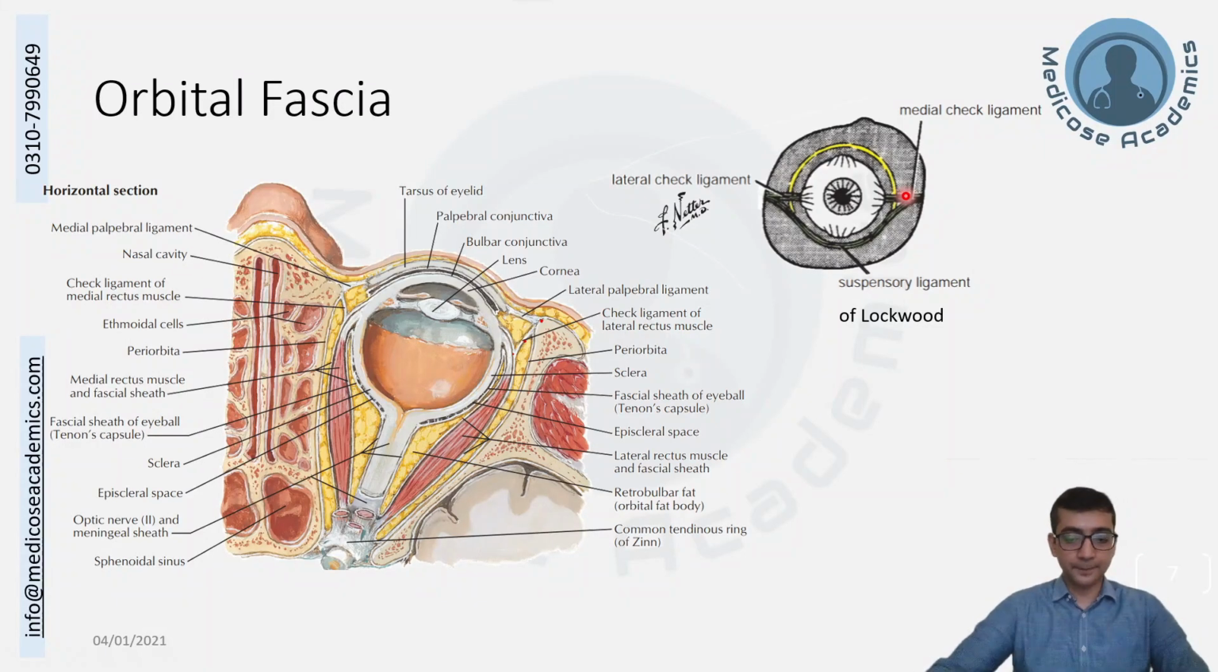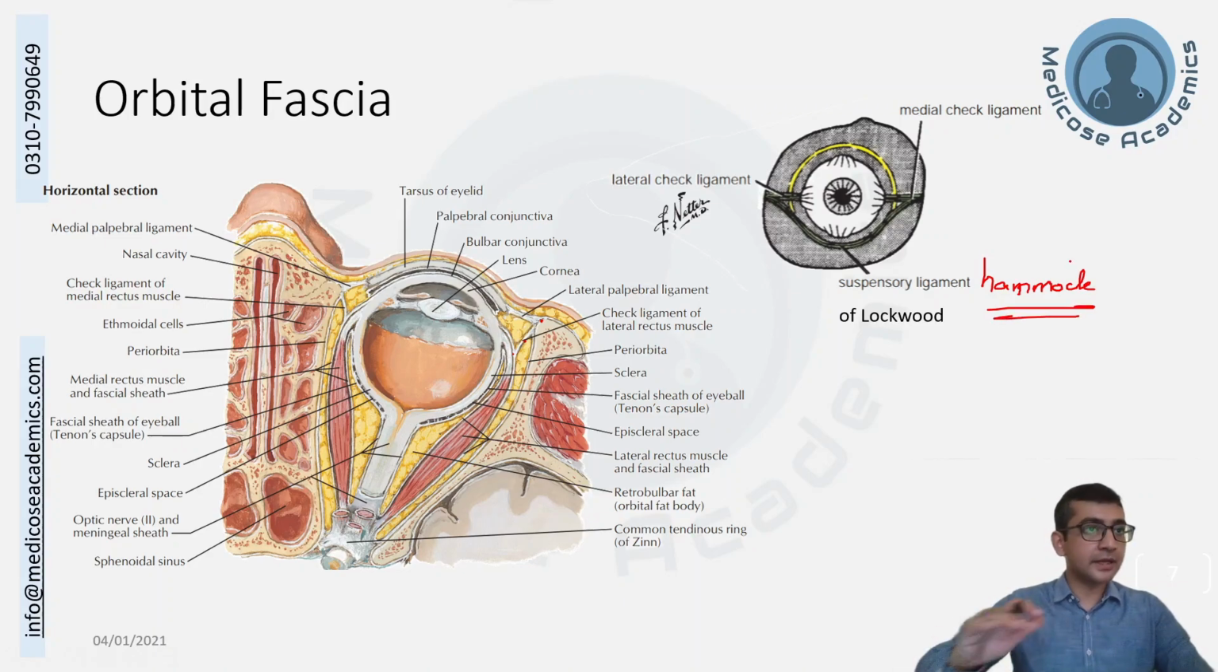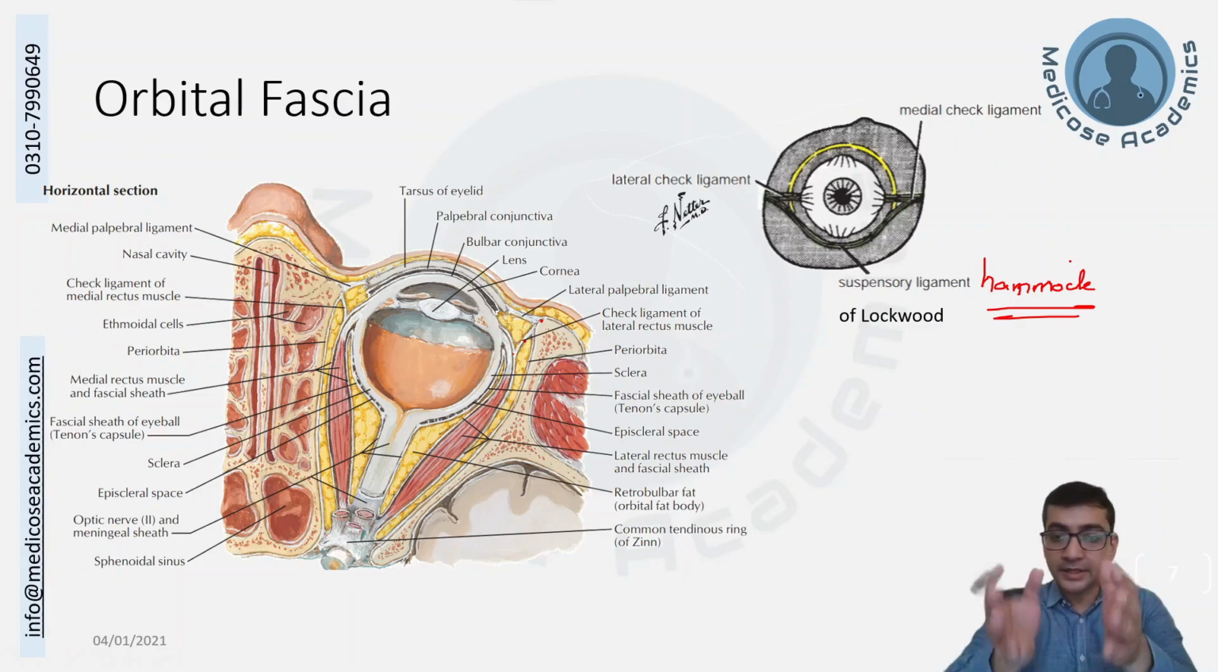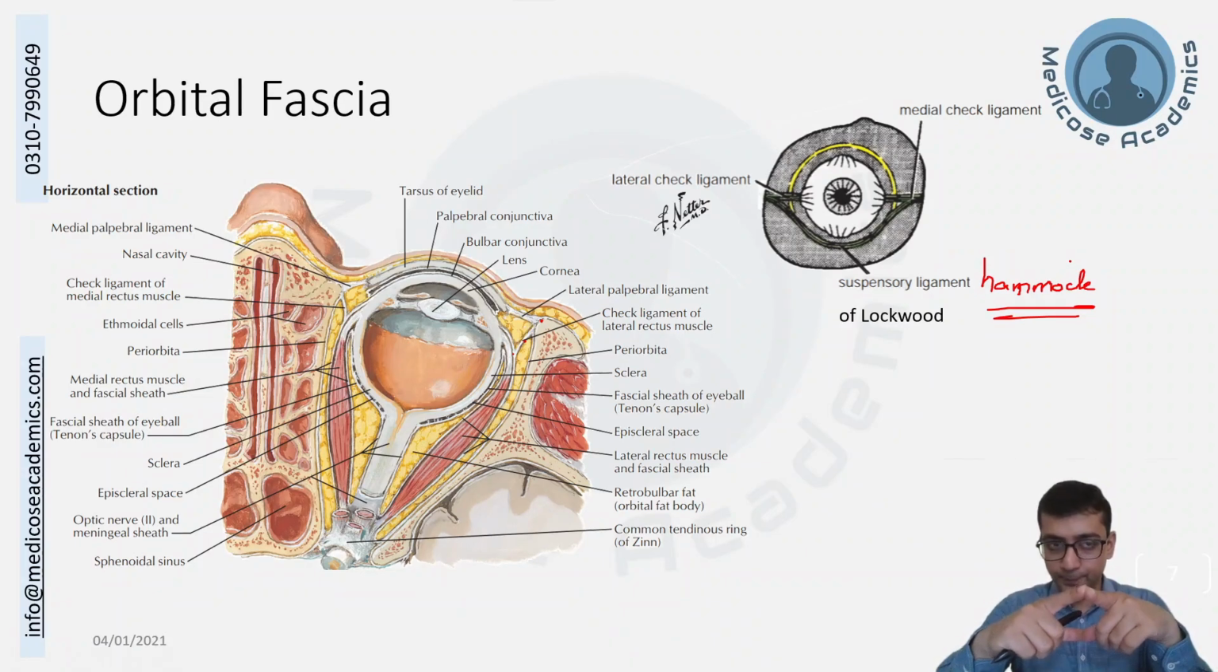It is the hammock that suspends the eye. And it is so important in sustaining the weight of the eye. It is the one that keeps the eyeball in its normal place. The eyeball is not held here due to the inferior wall of the orbit. It is there due to the suspensory ligament of Lockwood.